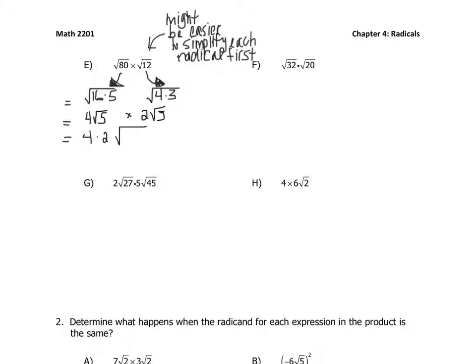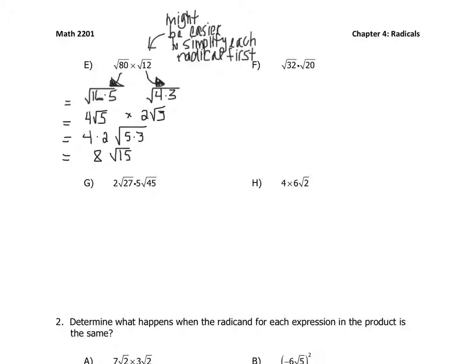The numbers outside get multiplied, and the numbers under the radical sign get multiplied and put under 1 radical sign. And that gives you 8 root 15, which is simplified because 15 doesn't have any other perfect square factors that can come out. So we'll do the same thing with the next one.